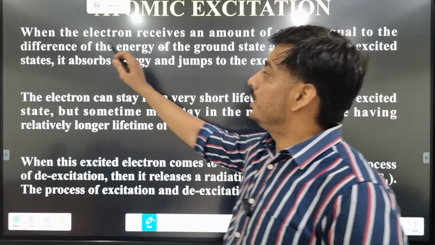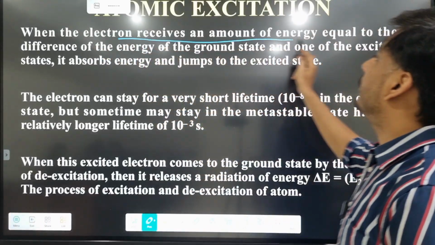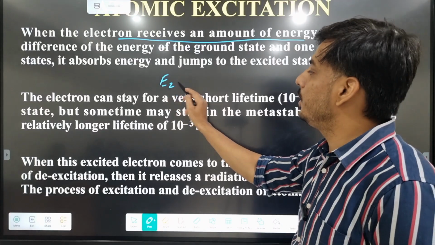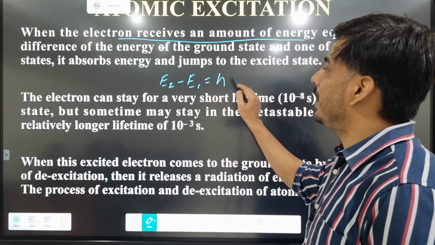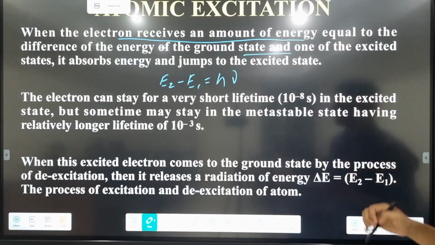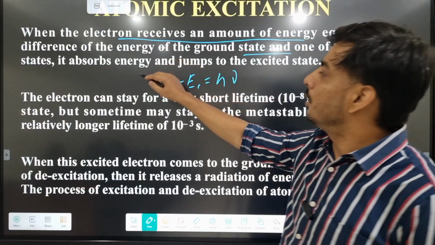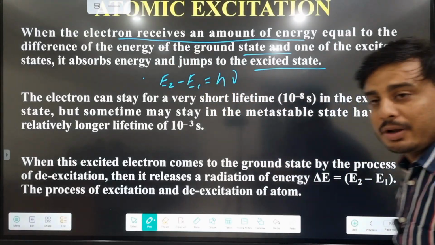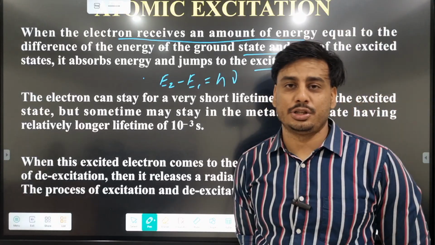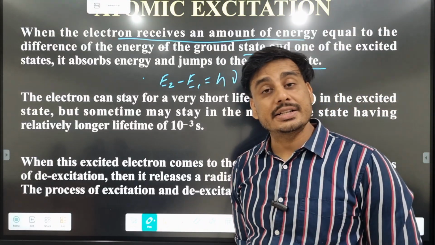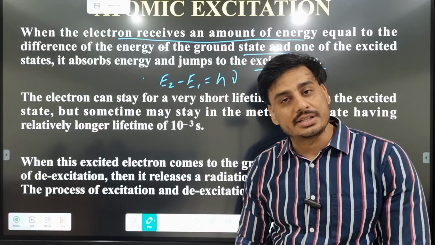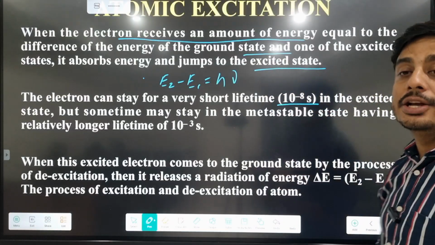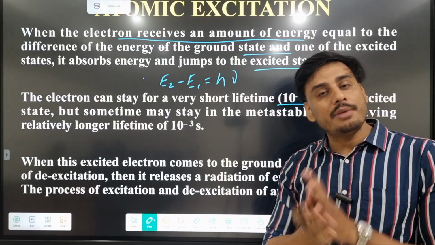So here you can see it is written: when an electron receives an amount of energy equal to the difference of energy, which we have written as E2 minus E1, equal to h nu, then from the ground state, that is the lower energy state, it will jump to the higher energy state, that is said to be the excited state. And this phenomenon is said to be the excitation process. And in the excited state, the particles are always unstable. And generally each electron stays there for 10 to the power minus 8 seconds.